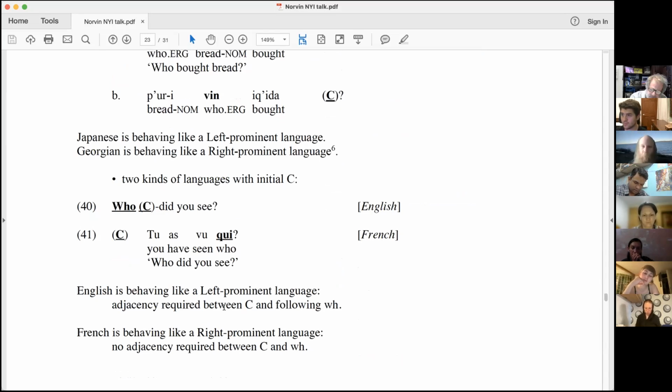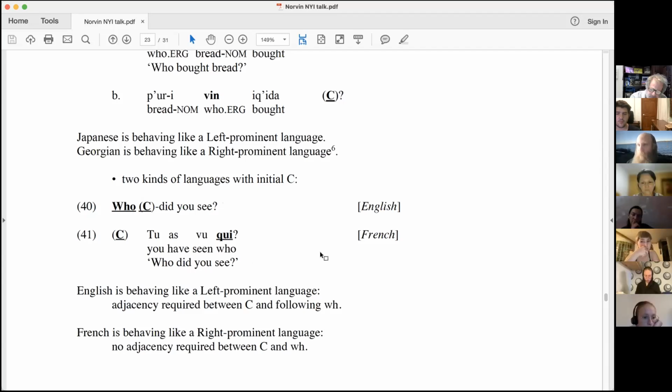the mirror images of Japanese and Georgian. So English is a left prominent language that's head initial. And so we ask ourselves, if you have a C and you have a phrase to the right of C, can there be other phrases between the C and the WH phrase? And the answer is no, the WH phrase must move to be adjacent to the C. If there are any phrases between C and the WH phrase, if you said, you saw who in English, well, because English is left prominent, you would be more prominent than who. And so who would be forced to move. So it follows from the results of these experiments that English must move its WH phrases and that French need not, because French is right prominent. It can leave its WH phrases in situ.